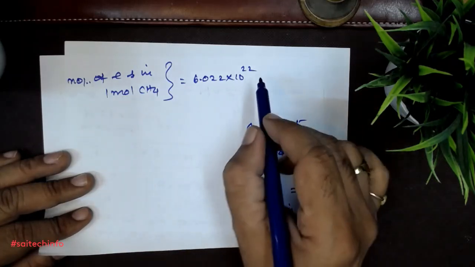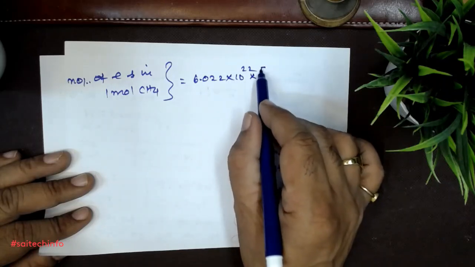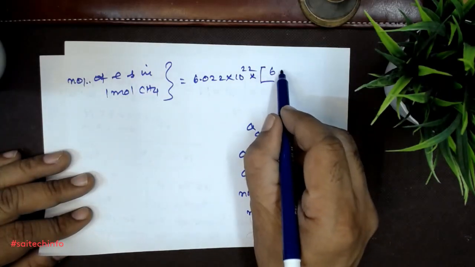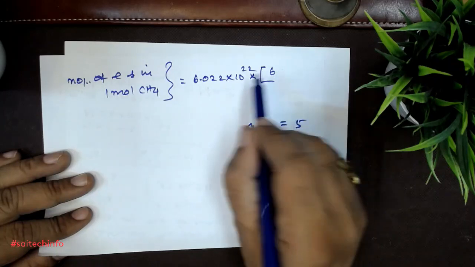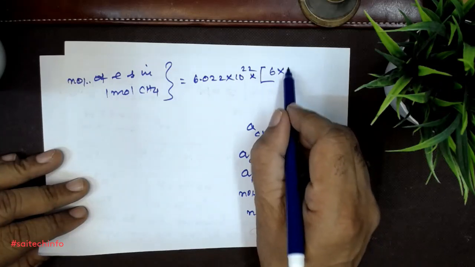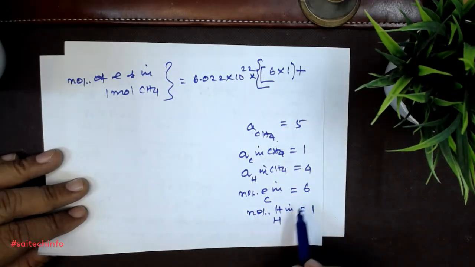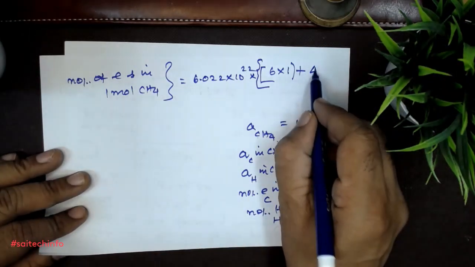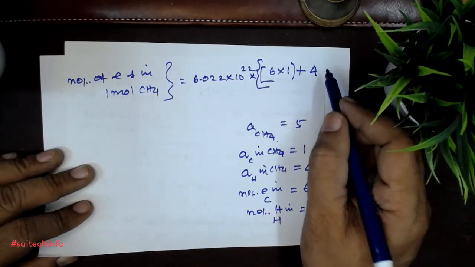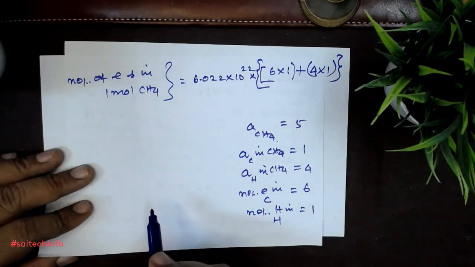So in that case you have to do like this: 6.022 into, open the bracket, now you have CH4, carbon, so 6, and what is atomicity? 1. So 6 into 1 plus, okay. And then what about the hydrogen? Hydrogen atomicity is 4, and how many electrons does hydrogen have? Only 1 electron, so 1 into 4. Are you able to follow?